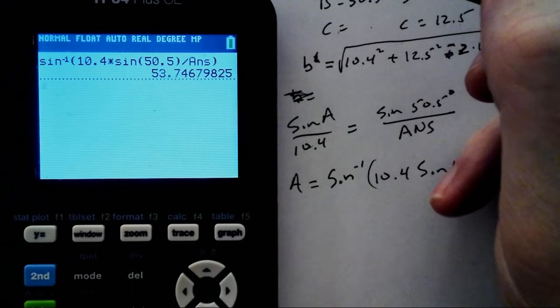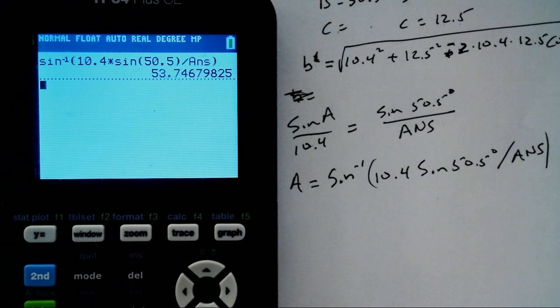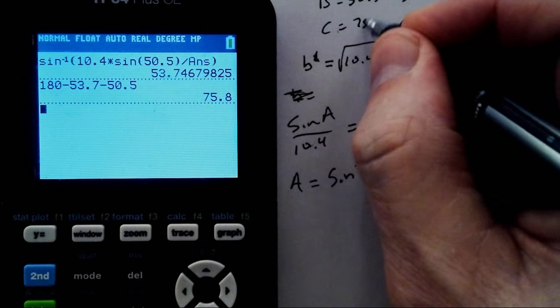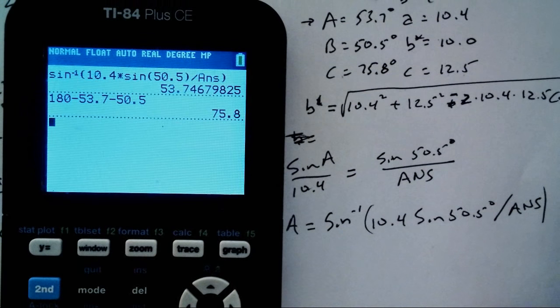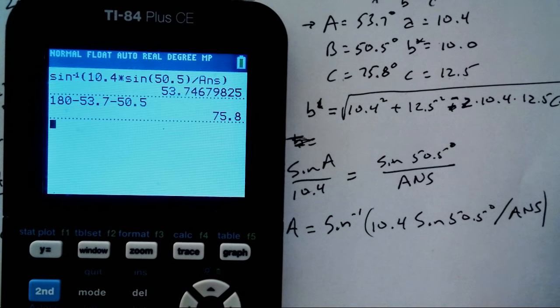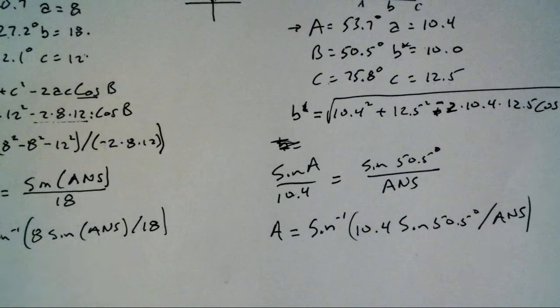And for angle C now, don't use law of sines. 180 minus 53.7 minus 50.5, 75.8. Okay, let's move on.